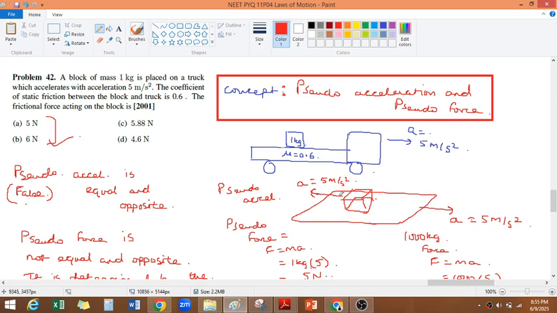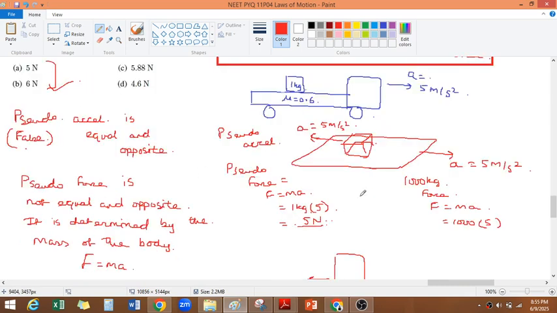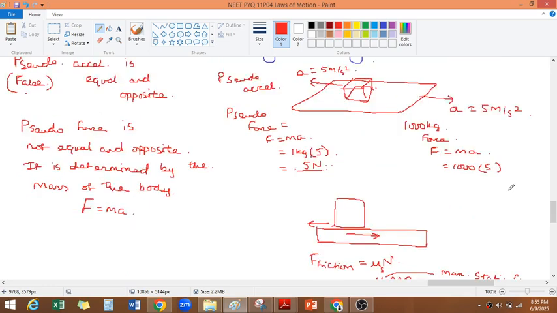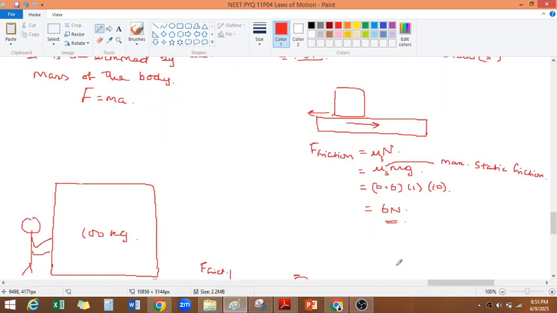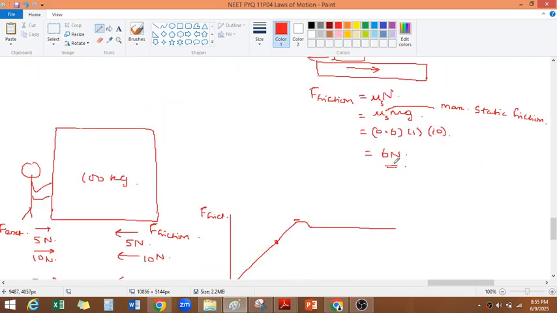Can anyone tell me what will happen if the truck accelerates with 7 meter per second square? Then what will be the friction? 7 Newton. Force will be 7 Newton, right? Which is acting backwards. But the friction here will be only 6 Newton because it cannot give more than 6 Newton.